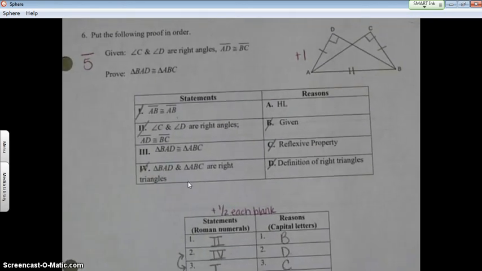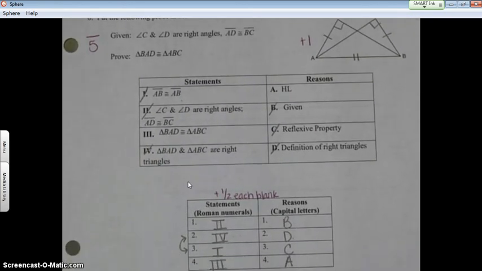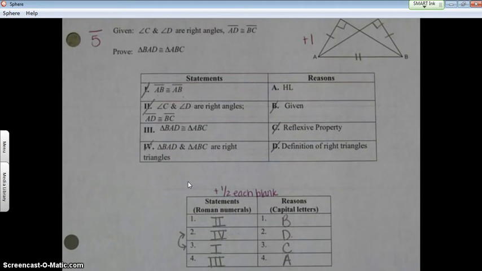Then number 6, another proof. Only this is one where you've got to put the Roman numerals, the statements, and the reasons in order. So we did some like that in your notes. So angle C and angle D are right angles, so you needed to put boxes there. AD is congruent to BC, so you put the slashes there. And then the other thing you can mark is that this triangle and this triangle both share segment AB. So I marked that as well. So you get 1 point still for marking your picture.